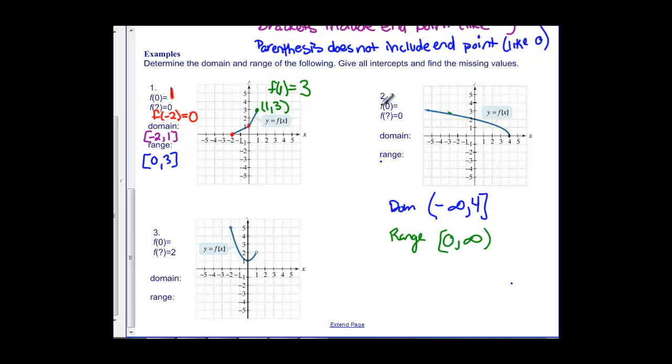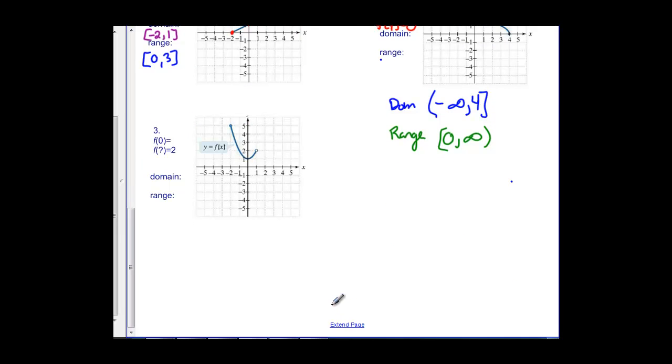Okay, so f of 0 is what? So f of 0, that's the x is 0, is 2. All right, and then f of what is 0? Yeah, f of 4 is 0. All right, one more. And this one is sort of easy and a little tricky. So domain on this guy.